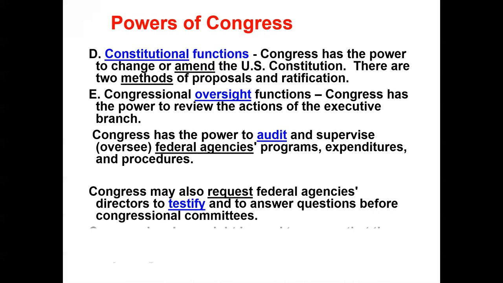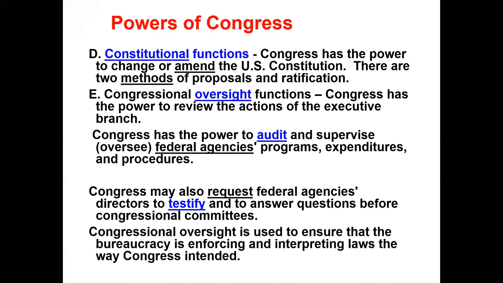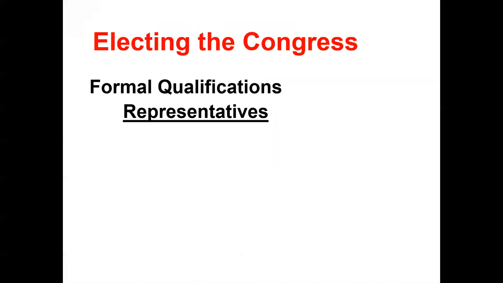Question. Congressional oversight is used to ensure that the bureaucracy is enforcing and interpreting the laws the way Congress intended. So they want to check on them, see what's going on. How do they apply immigration laws? How is the FBI acting? How are other agencies? So they can question them and audit them. That is the oversight function.